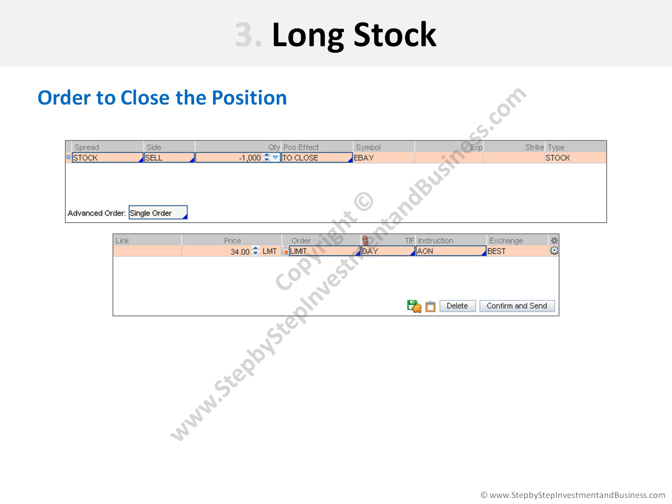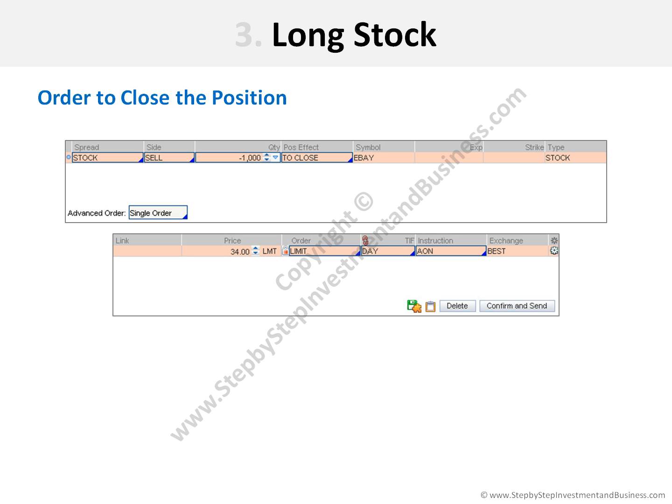Here is an example of the order we must enter to close the position. It consists of selling the 1,000 shares of eBay that we had bought. In the side column, we select the action Sell to indicate the sale of shares, and in the Position Effect column, we select the option To Close to indicate that we want to close an existing position. The entered price is $34, and the order type is Limit. That is, we want to sell the shares at a minimum price of $34.